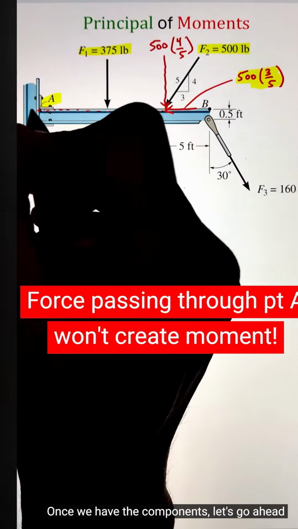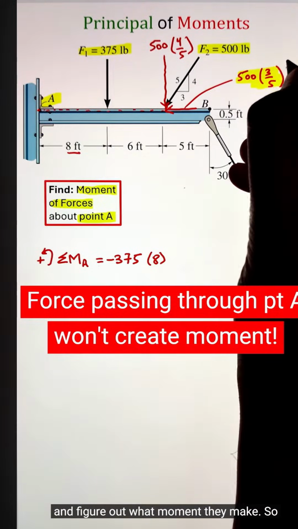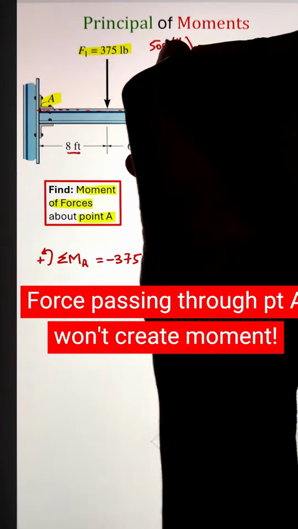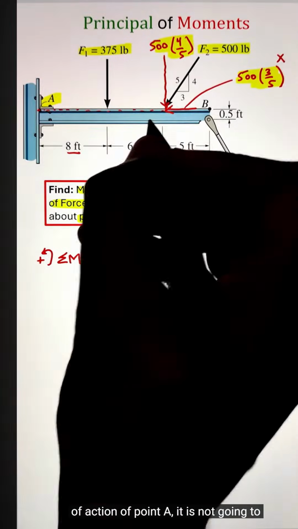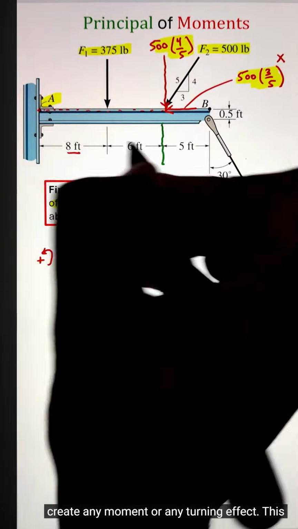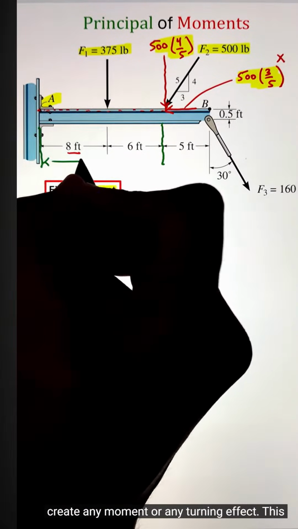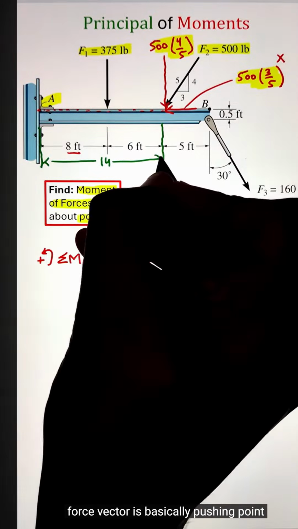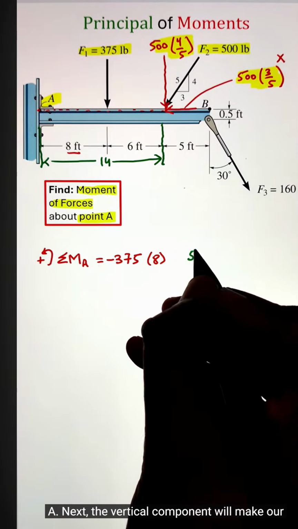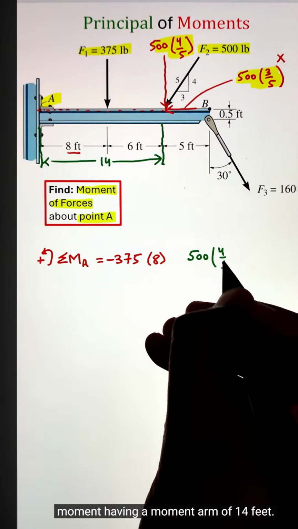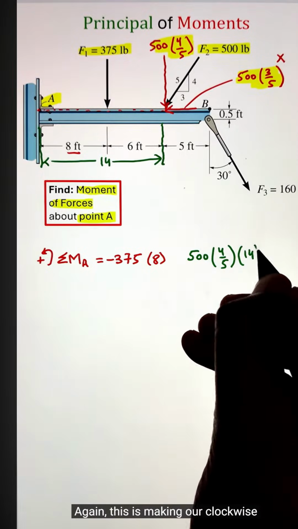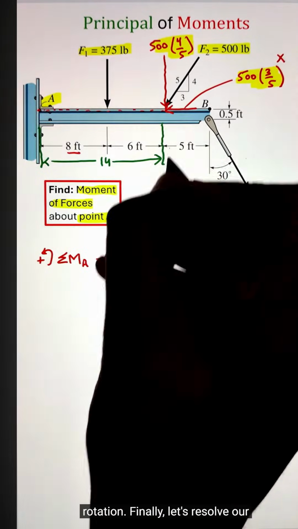Once we have the components, let's go ahead and figure out what moment they make. Starting with the horizontal component, since the force vector is in the line of action of point A, it is not going to create any moment or any turning effect. This force vector is basically pushing point A. Next, the vertical component will make our moment having a moment arm of 14 feet. Again, this is making our clockwise rotation.